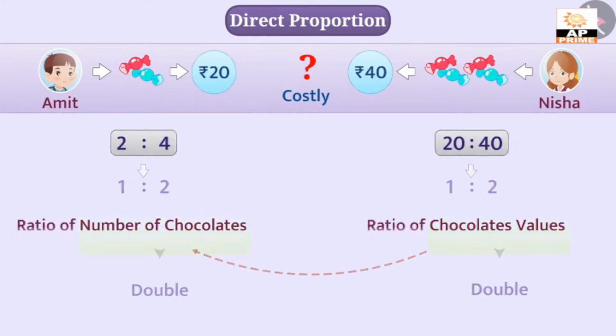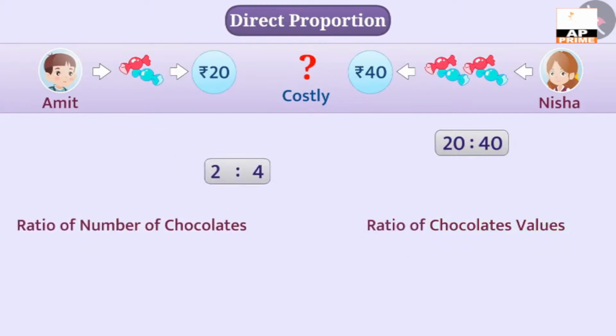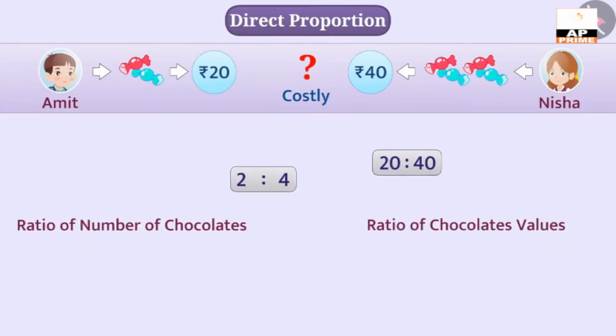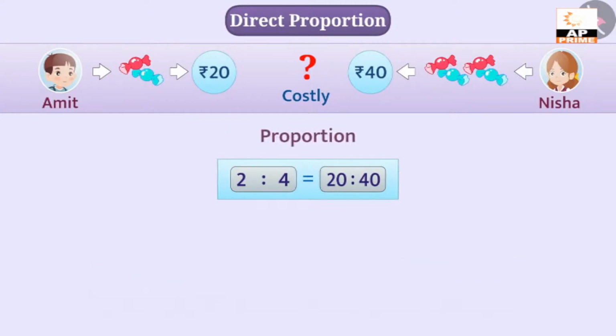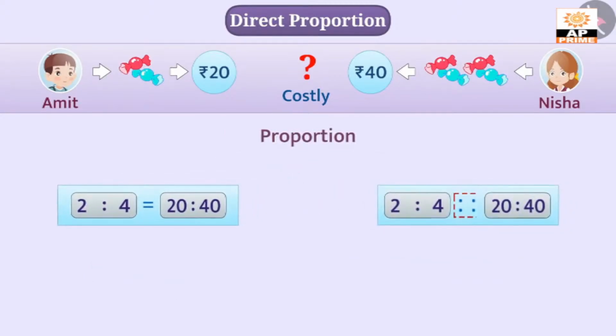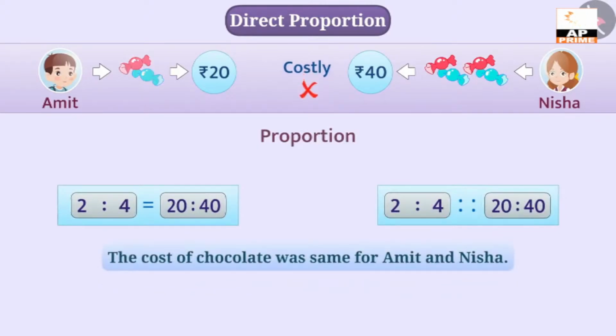We can say that here the ratio of the number of chocolates and the ratio of their values is the same. In this way, if two ratios are the same, then they are in proportion. To indicate equality in ratios, use this sign or this sign. On the basis of the proportional relationship, we can say that the cost of chocolate was the same for both Amit and Nisha.